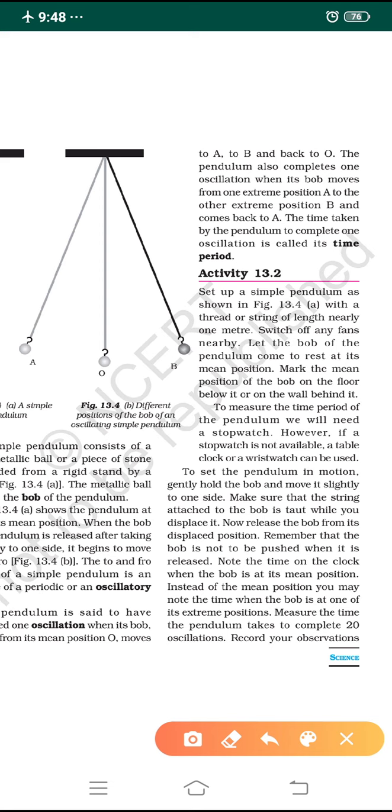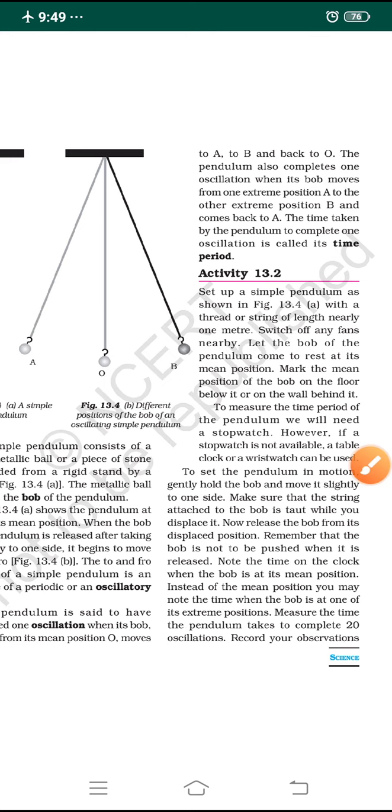Note the time on the clock when the bob is at its mean position. When it comes to its mean position, you have to note the time. Instead of the mean position, you may also note down the time when the bob is at one of its extreme positions. One of its extreme positions means from A to B it went. This is the time period taken, and this is B to A when it moves. This is an extreme position. Note down the time taken by the bob when it reaches its extreme position.